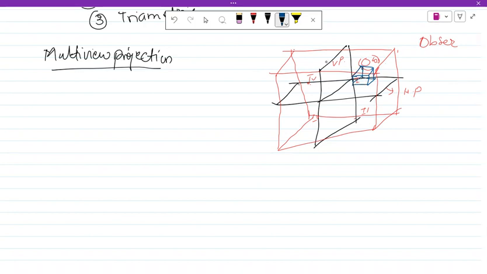Okay, so at first I see the object from here. The front view is projected on the vertical plane and the top view is projected on the horizontal plane. This horizontal plane is rotated 90 degrees here to represent the horizontal plane here. This is my front view, this is my top view.